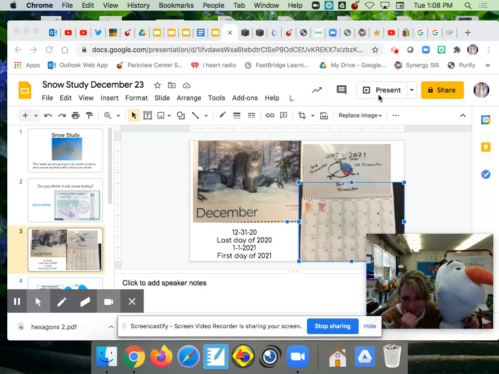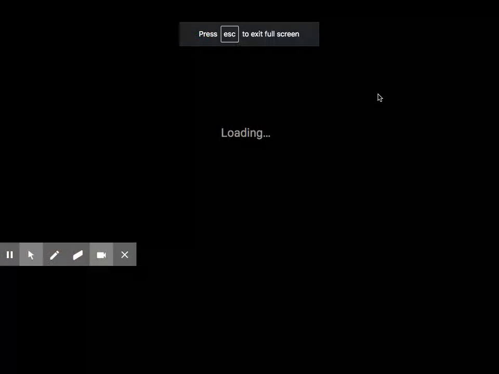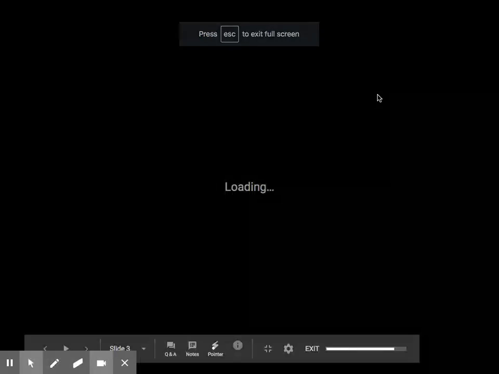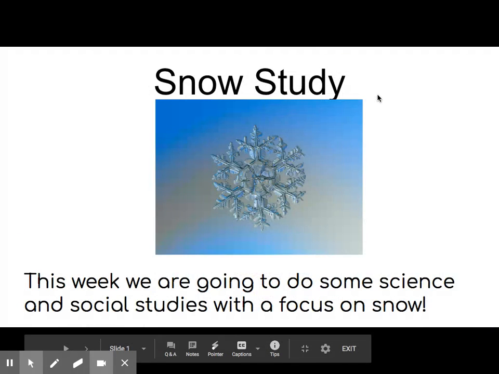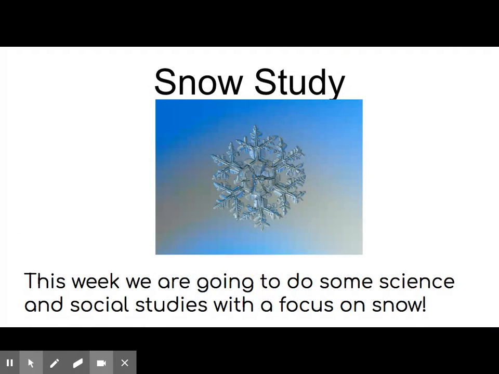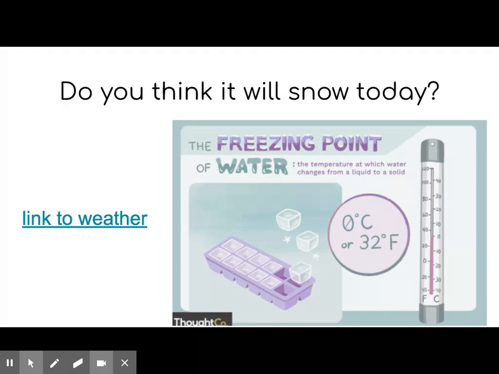To do our last bit of snow study before you head off to your break. So I hope you are thinking about snow. We have been talking about snow this whole short week. We've been talking about the science of snow. We've been talking about social studies, talking about people in history who have been important in the study of snow.